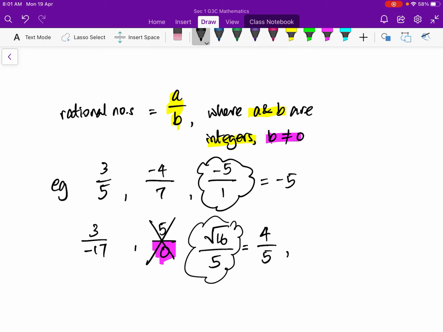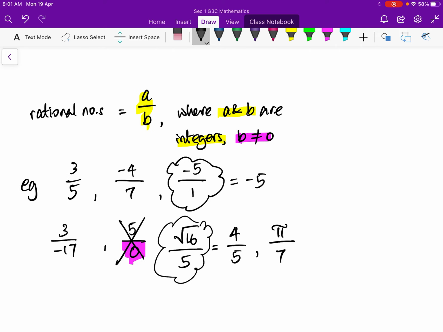How about things like pi over 7? Now is this a rational number? Is this rational? No? Why not? Which part of the definition doesn't it satisfy? The pi. What about the pi? Okay, so you can say pi is not an integer, right? Pi is not an integer. I need it to be either a negative or positive whole number or 0 for the numerator. But this is pi. It is not an integer. Okay, so this is not.